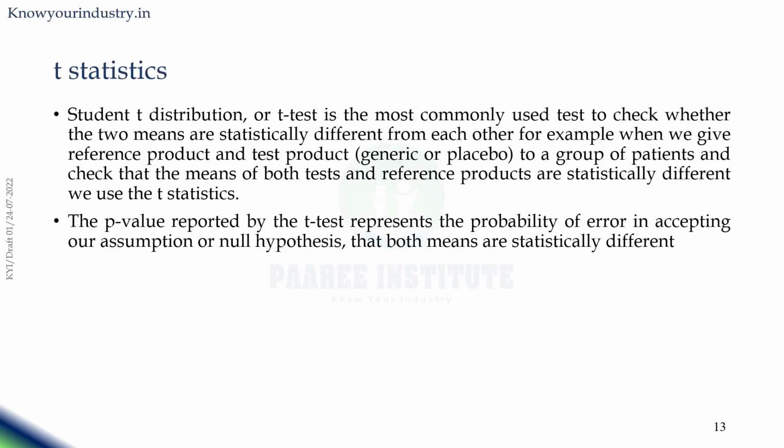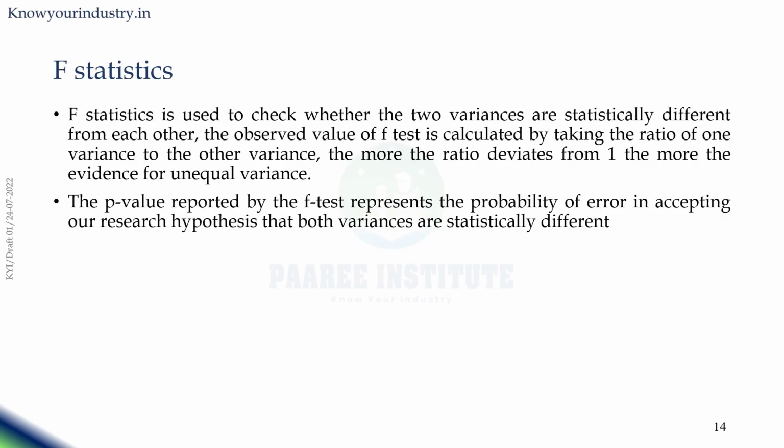T-statistics or t-test. Student's t-distribution or t-test is the most commonly used test to check whether two means are statistically different from each other. For example, when we give reference product and test product in a bioequivalence environment to a group of patients and check whether the means of both test and reference product are statistically different, then we can use the t-test. The p-value reported by the t-test represents a probability of error in accepting our assumption or null hypothesis that both means are statistically different.